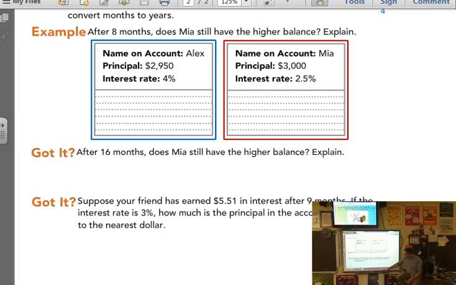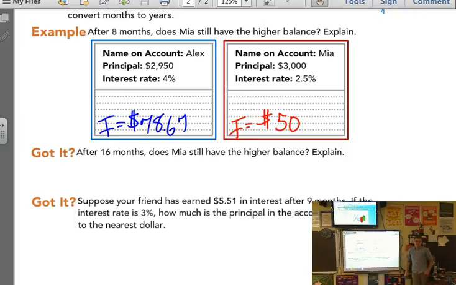So we ended on whatever day we last met, Friday, talking about Alex and Mia. Now, how much interest had Alex earned? Monica? 78.67. 78.67. And Mia had earned 50. 50 bucks.